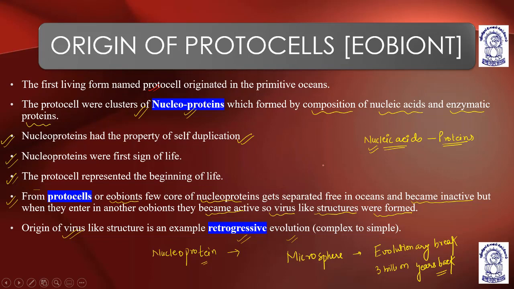What you have to remember is that nucleoproteins were the first sign of life. Nucleoproteins had the property of self-duplication, and protocells are formed by microspheres. Microspheres are known as the evolutionary break 3 billion years back. The metabolic reactions were first seen in microspheres, then in protocells. The proteins may now be enzymatic, meaning the catalytic action comes into existence in protocells, right?